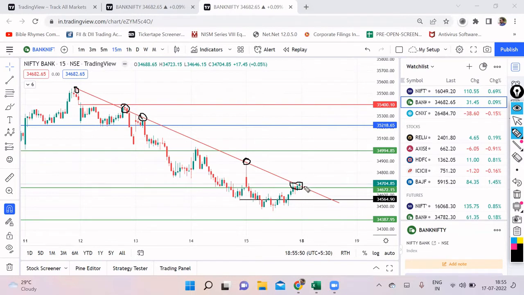So in case of a flat opening, say around 34,650 to 700, and if it breaks this high, you need to buy a call. Your immediate target happens to be 34,990 or 35,000, and then it should break this level. Then we would wait for the level 35,200. 35,200 was an important level because the market tried to hold this level for a long time.